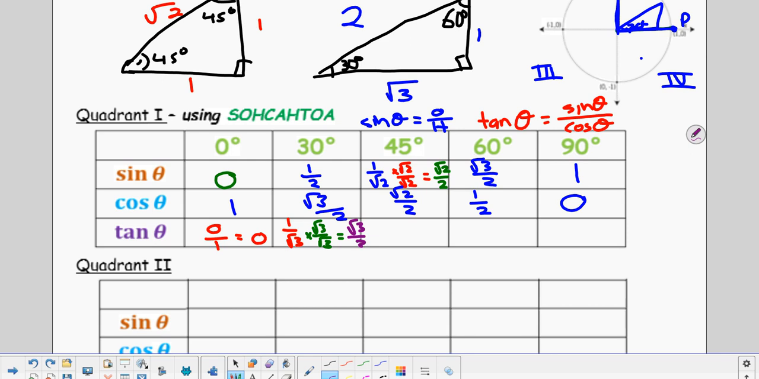Wait, how is it 1 over root 3? Opposite over adjacent. So tan of 30, opposite over adjacent. Also, if you did 1 over 2 divided by root 3 over 2, you would get 1 over root 3, which then rationalizes. Because 1 over 2 times 2 over root 3, you times by the reciprocal. You would get this one, and then you rationalize it.